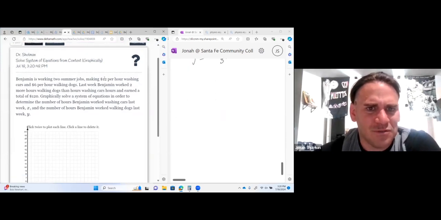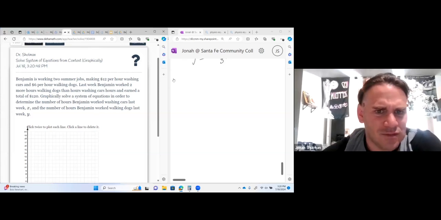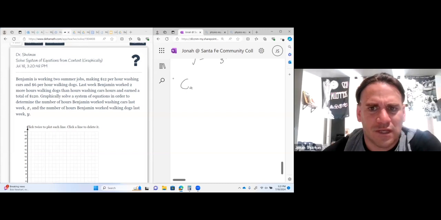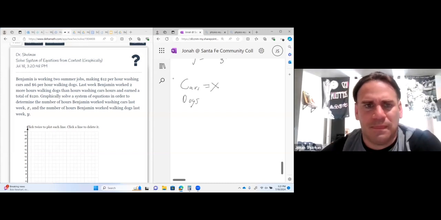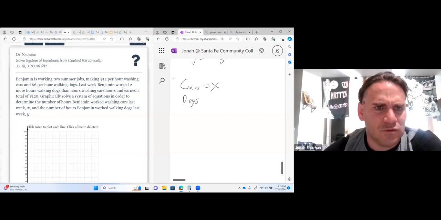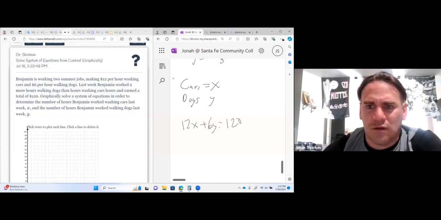So we've got Benjamin, two jobs: $12 washing cars, $6 walking dogs. Cars is x. Dogs is y. All right, so $12 per washing cars: 12x plus 6y equals 120.